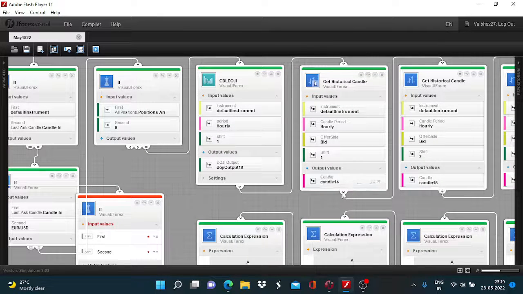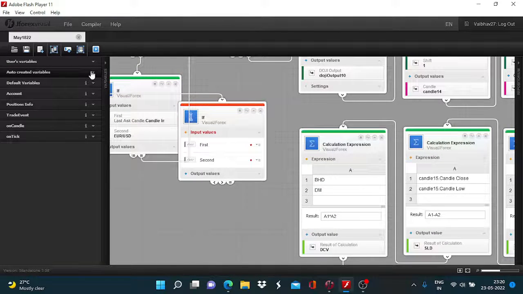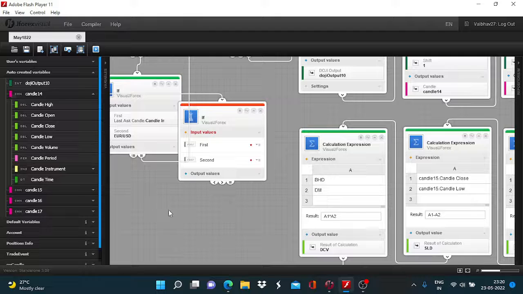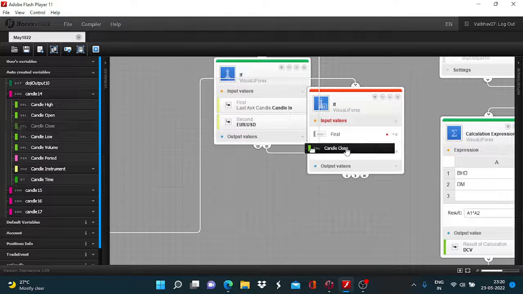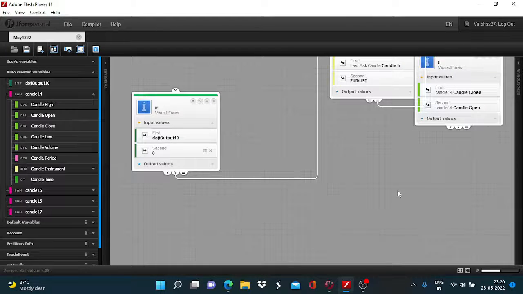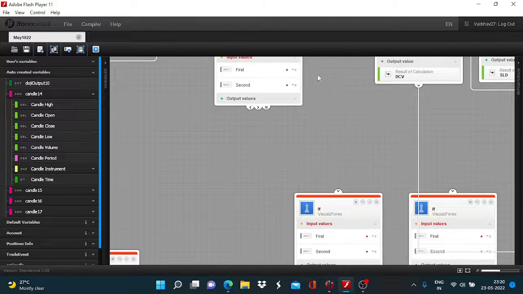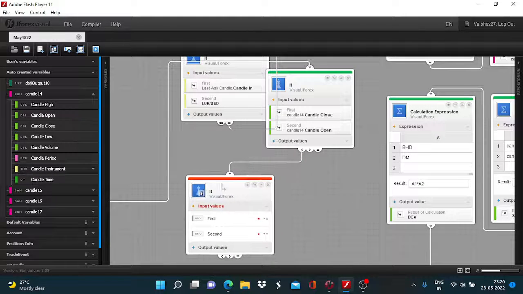We need the last hourly candle, which is candle 14, closing value to be less than the opening price. So I am going to take the auto-created variable candle 14, and its close needs to be lower than the open. So first input less than second input.